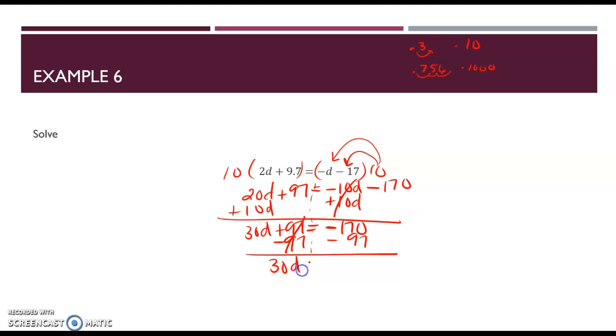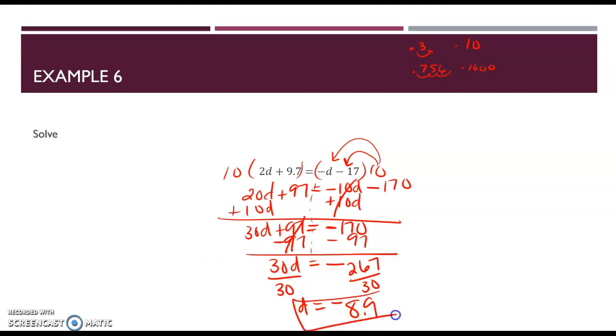So we have 30D equals negative, and a negative means we're going to keep the negative and we're going to add them together. So that would be a 7. 7 and 9 is 16. So we have 267. We're going to divide both sides by 30. D is going to equal, I have a negative divided by a positive, so my answer is going to be negative. And then now we're going to take 267 divided by 30, and I get an answer of 8.9.